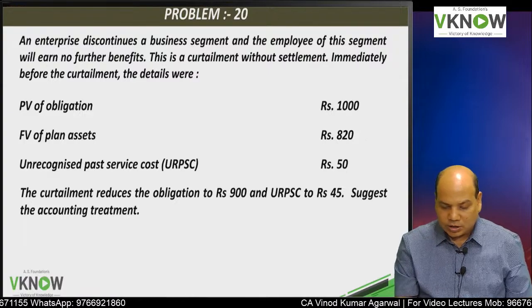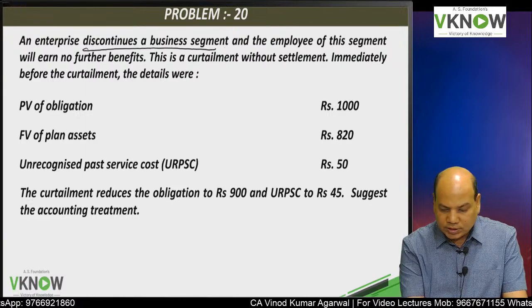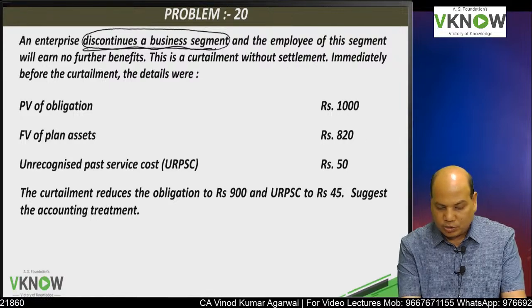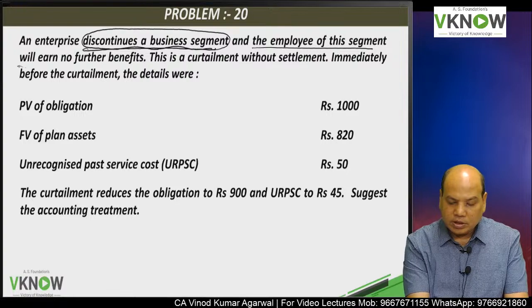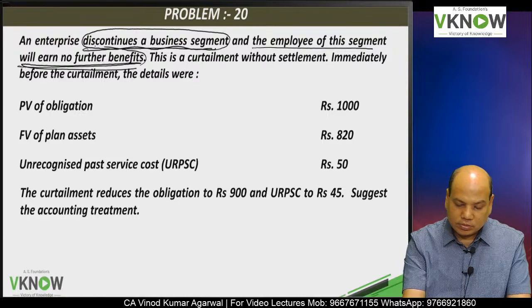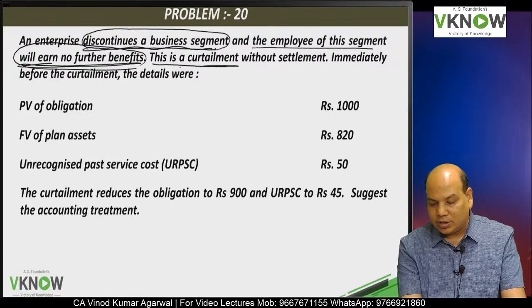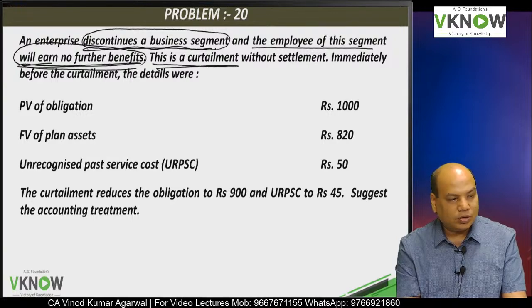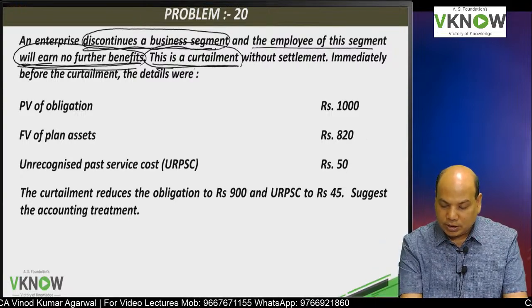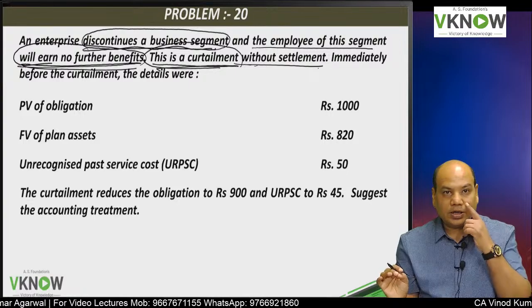Question 20: an enterprise discontinues a business segment. Discontinues a business segment means now they are not going to operate that segment, and the employees of this segment will earn no further benefit. So those employees are not entitled to further benefit. So this is curtailment. Business segment is discontinued, employees will not be entitled for further benefit. This is curtailment, but without settlement. There was no settlement, only the benefits are now removed.